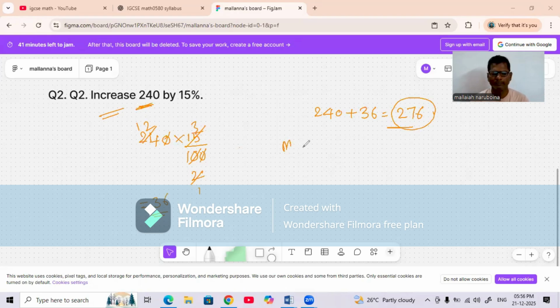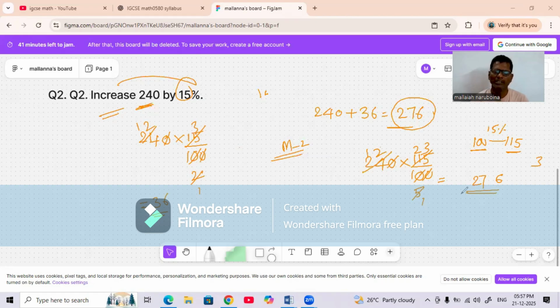Method 2. First write 240, after that put the multiplication symbol. A 15% increase means 100 becomes 115. So write 115 by 100. The 0 gets cancelled. Then 12 threes are 36, 12 twos are 24, 24 plus 3 is 27.